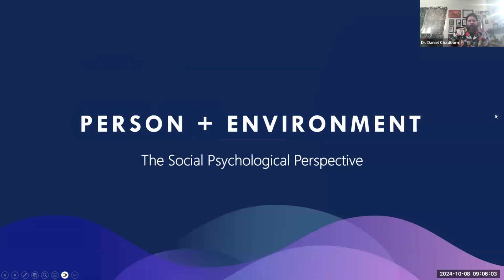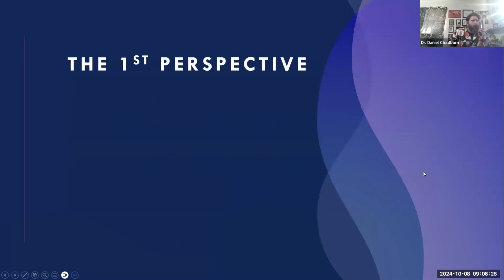So the social psych perspective revolves around this idea of person and environment, where we would argue personality psychologists are at one end of the spectrum, focused on the person, and then you have sociologists who are almost entirely focused on the environment or the culture. Social psychologists are stuck in between, where we're interested in understanding how the person and the environment interact.